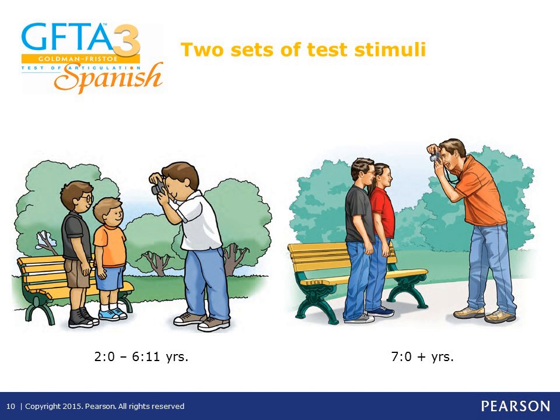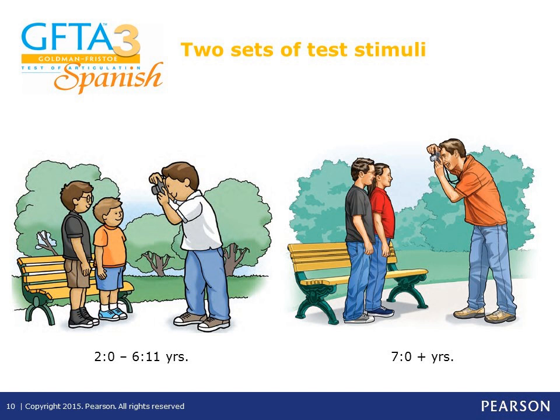The entire test has two sets of pictures or test stimuli. This is one example of the two sets of art that will be presented to examinees. One set, the one on the left, was created for children ages 2 through 6'11", and the second set, the one on the right, is to be presented to examinees 7 and older.